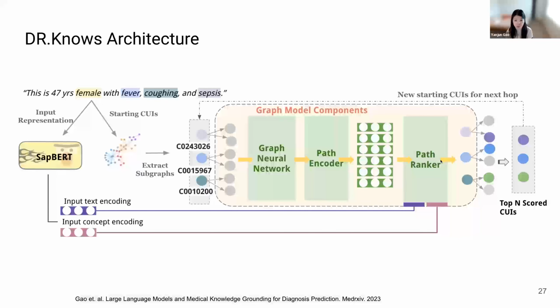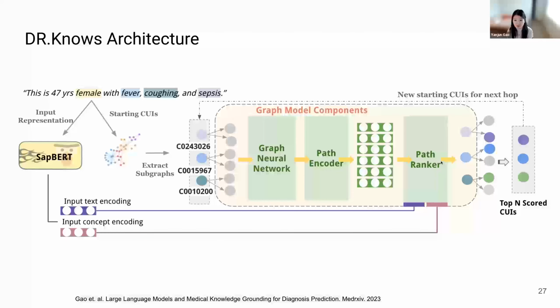And then based on this path ranker, the idea is it starts to rank the paths based on how relevant that path representation is to the input representation in terms of logical or semantic meanings.